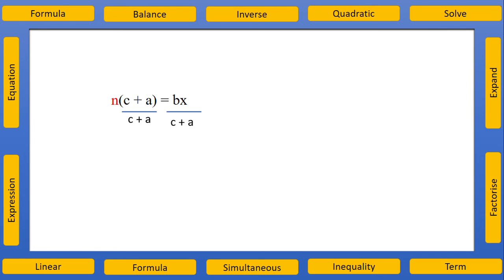Okay, so the C plus A, they cancel each other out. Okay, these cancel each other out, and our answer is n equals bx over c plus a.